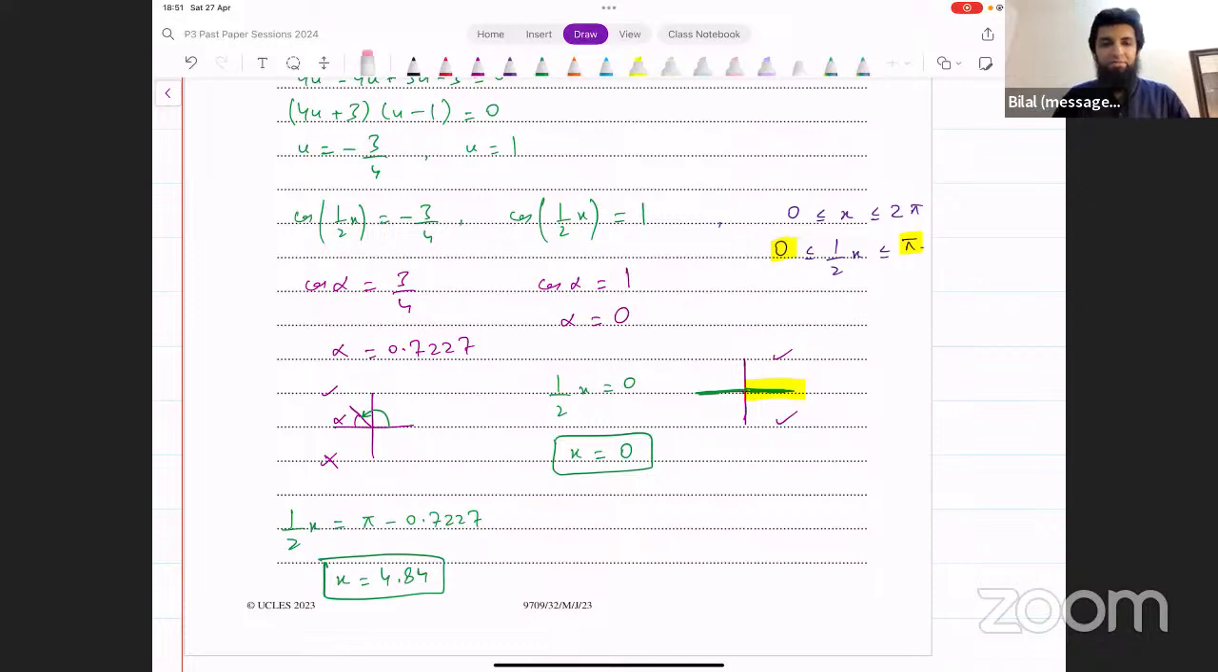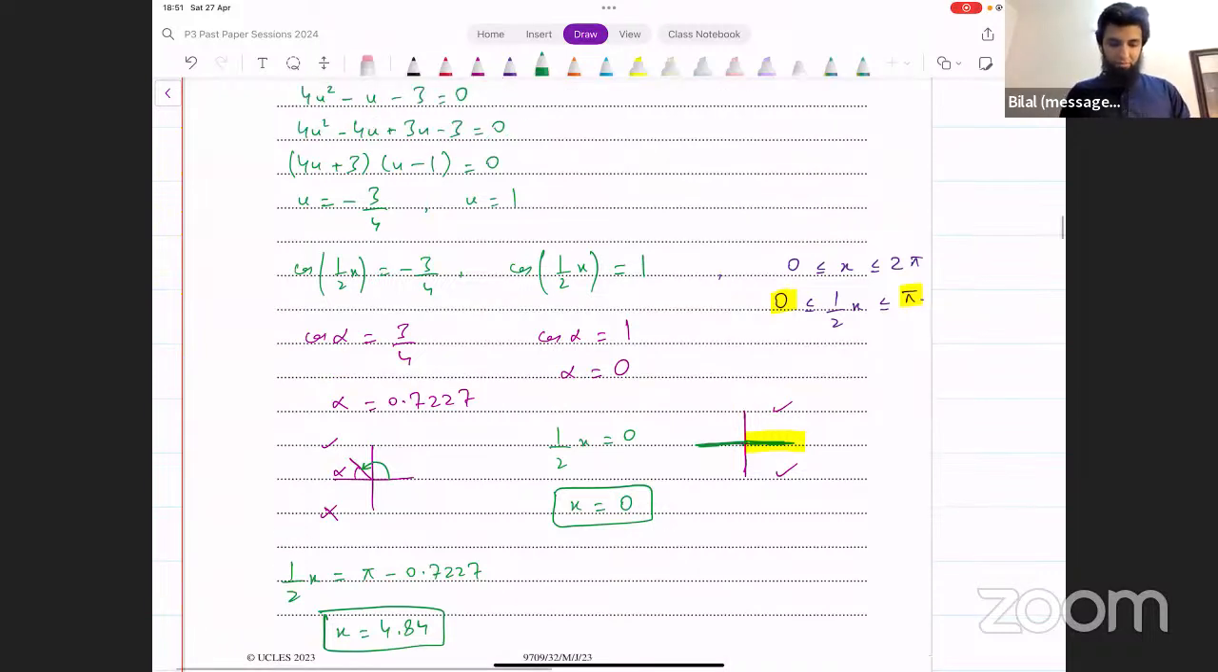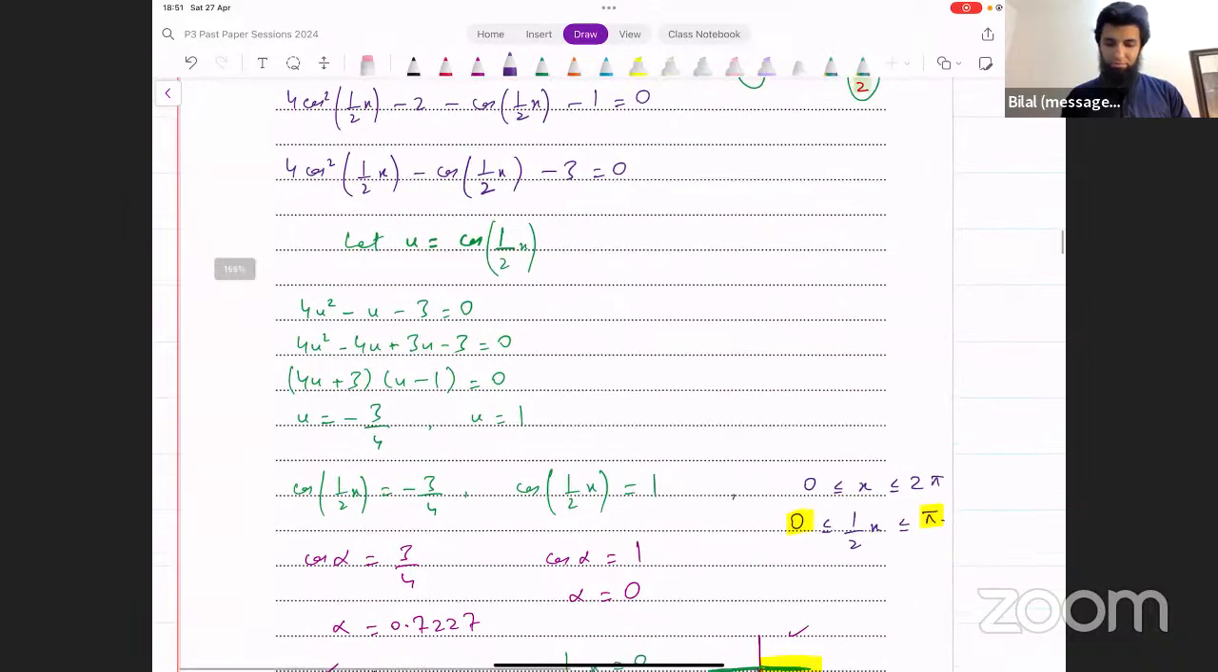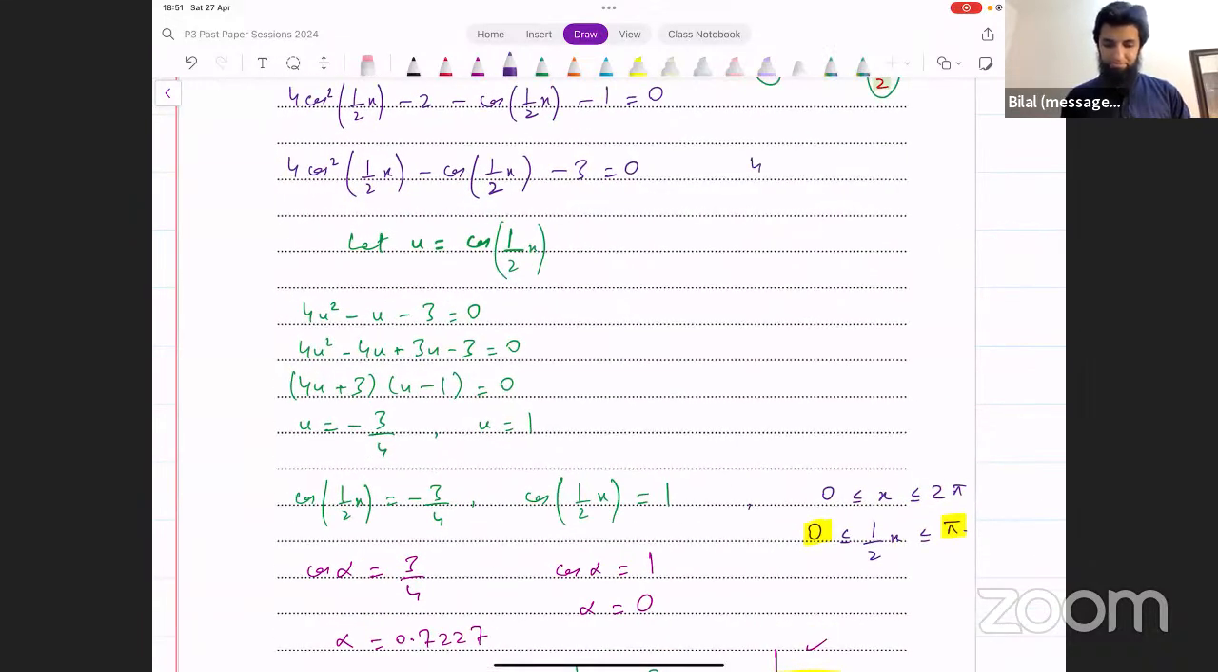Any problems? Sir, the power of x is 1 in the above equation. How can we convert it to quadratic? It's cos square. Sir, like if the power of x was 2 inside and cos was 1 outside, can we still convert it to quadratic?